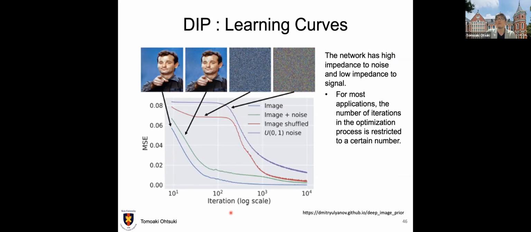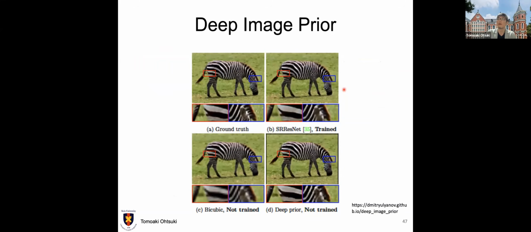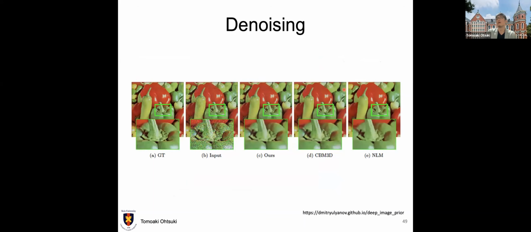That means that if we stop around here, this image is restored. We can recover this image, but not the noisy part. So if we appropriately set the iteration point, that is the stopping point, and exploit the difference of learning curves, then we can denoise, for example. In other words, we can say the network has high impedance to noise and low impedance to signal. So this technique is used for denoising.